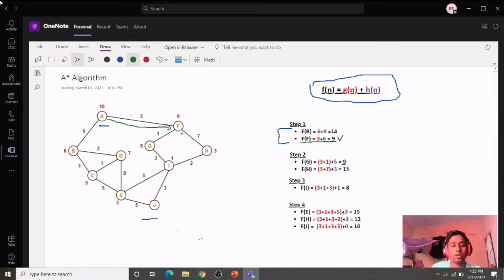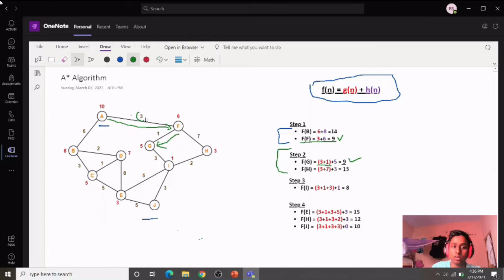Okay, for node F, node G and node H are both connected. So in step 2 we will find the values of f(G) and f(H). Okay, so f(G) has a smaller value as compared to f(H), so we'll move from node F to node G. And there is one more thing. For g(n), I have also added the previous value of g(n), because we are starting from node A.